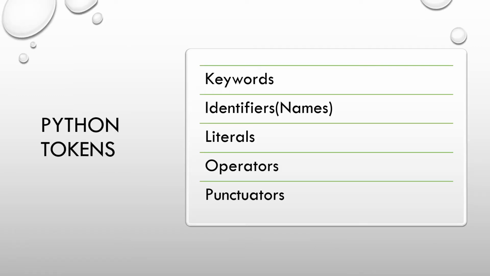In the previous slides, we have seen the definition of token. Now we are going to categorize the tokens in Python language. So we have keywords, identifiers, literals, operators, punctuators, and we are going to discuss each and every one in different slides.